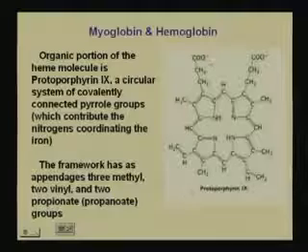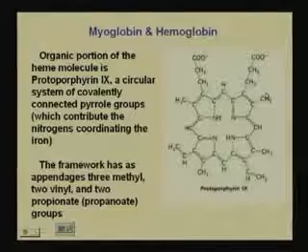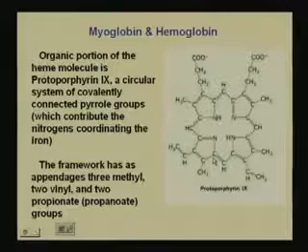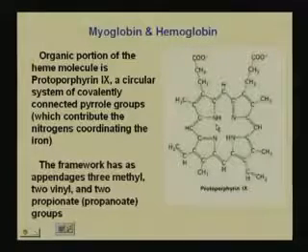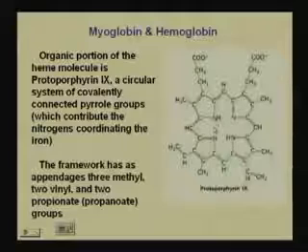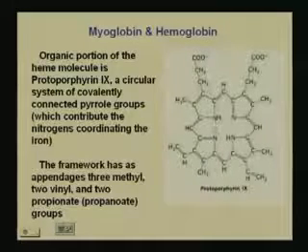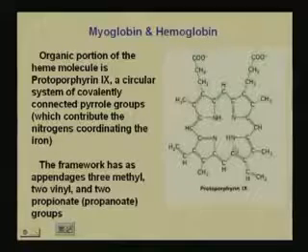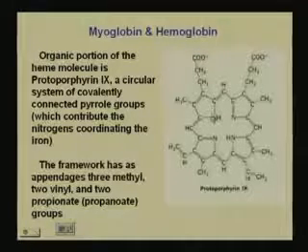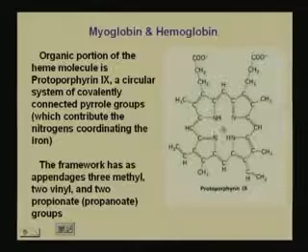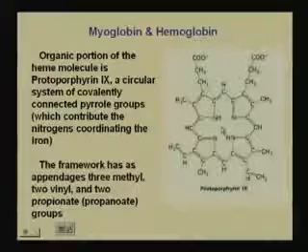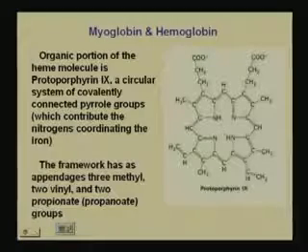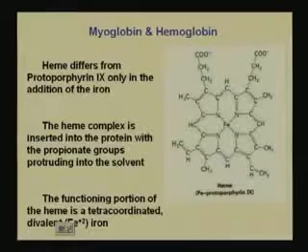So this is the organic portion of the heme molecule. This is protoporphyrin 9. To make this heme, what you have to do is coordinate an iron in the center here. Okay, so what we have is this circular system of covalently connected pyrrole groups that contribute the nitrogens for the binding of the iron, that is going to give the heme, that is the prosthetic group for myoglobin and hemoglobin.